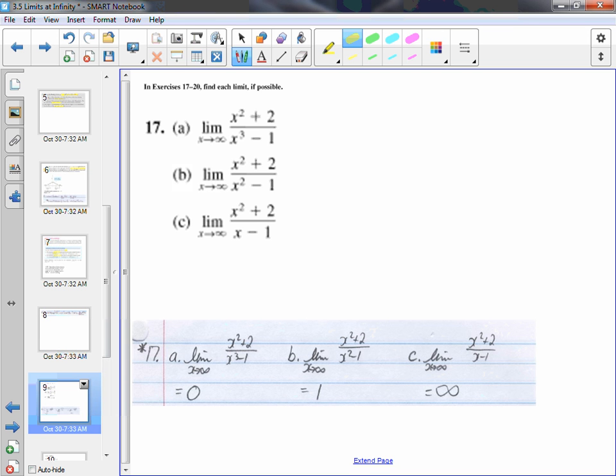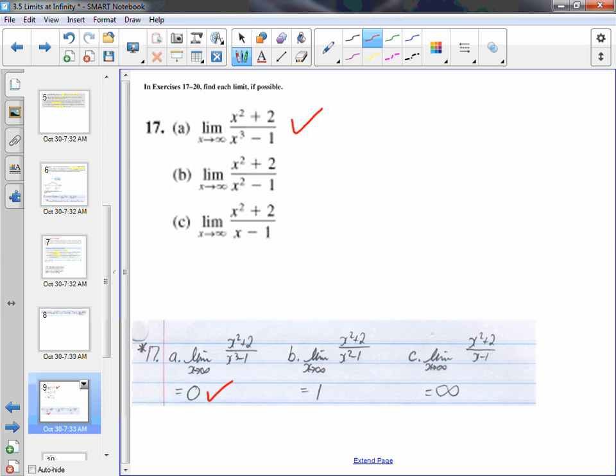All right, it says find each limit if possible. So we look at A. We have the limit as x approaches infinity of (x squared plus 2) over (x cubed minus 1). I notice that the degree of the numerator, the degree meaning the largest exponent on the x, is less than the degree of the denominator. According to our guidelines, that means the limit equals 0.